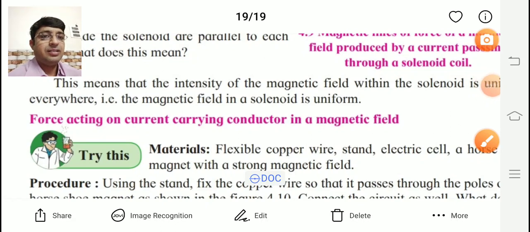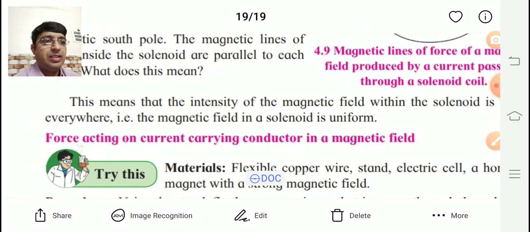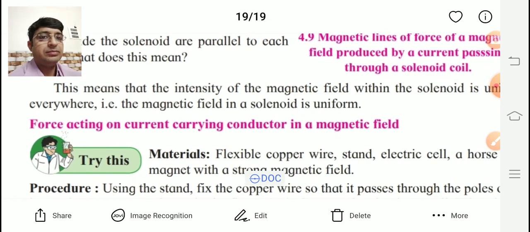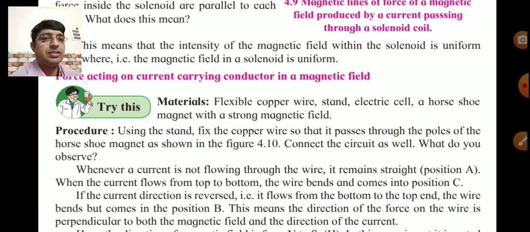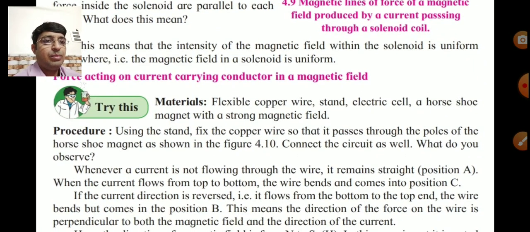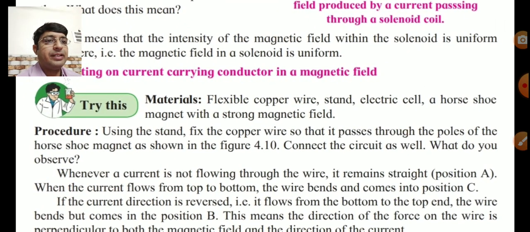Hello students, last time we studied the effects of electric current. Now we continue with the next point: force acting on a current carrying conductor in a magnetic field. One activity is given for us. Try this. Materials given: flexible copper wire, stand, electric cell, and a horseshoe magnet with a strong magnetic field.